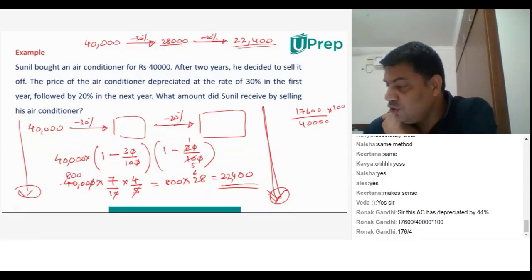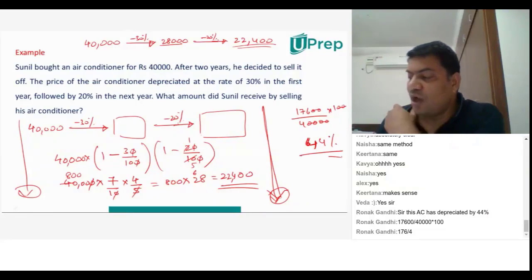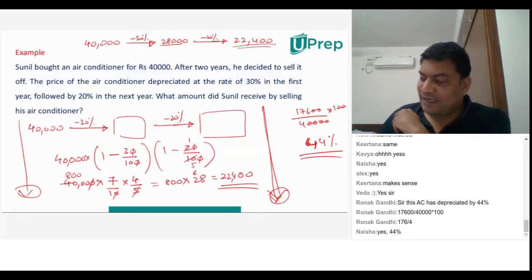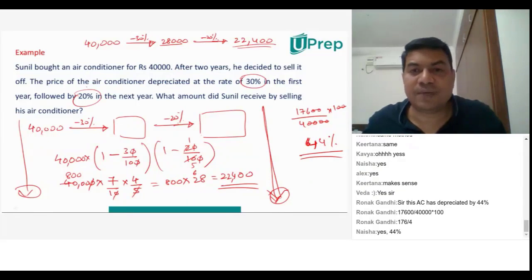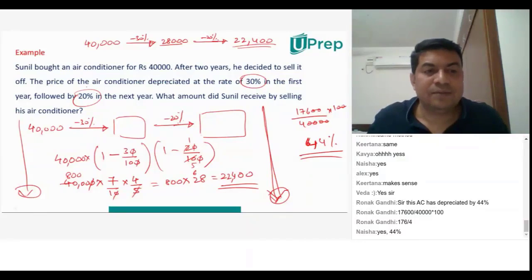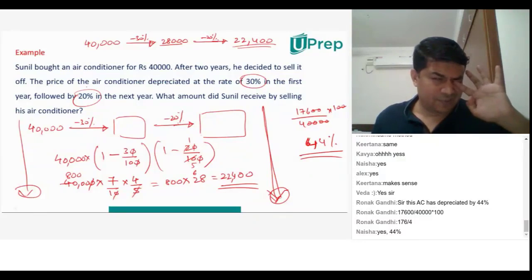So 2 zeros go there, these 2 zeros also get cancelled. 4 fours are 16, 16, so 44. Now overall, at the end of 1 year it is 30%, at the end of 2 years it is 20%. Overall it has depreciated by 44%. Perfect, makes sense. Very good.